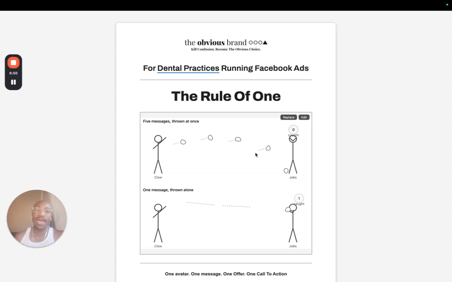How genius is that? Because instead of reading off all the benefits and X, Y, and Z, they just condensed it into one simple core idea. So that's the importance of the rule of one.